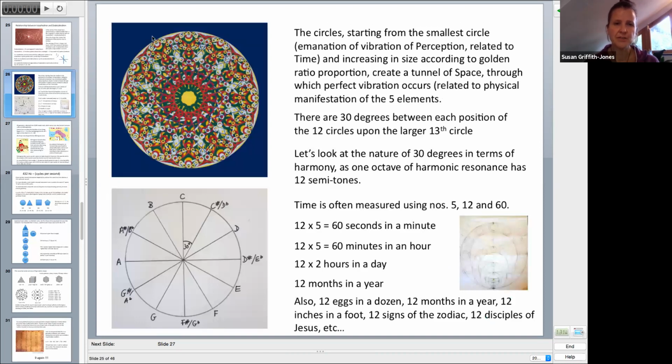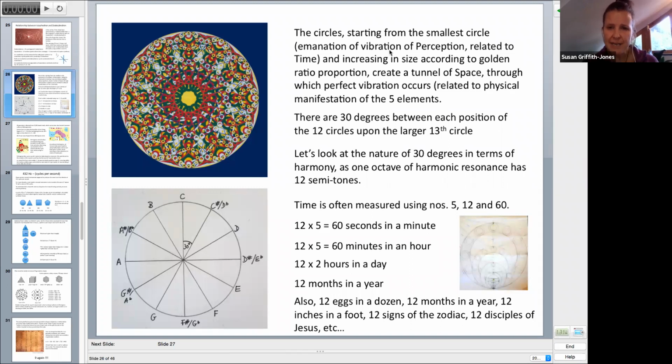So here we come back to the indestructible drop. The circle, starting from the smallest circle, emanation of vibration of perception related to time, and increasing in size according to golden ratio proportion, creates a tunnel of space. And you can see that better in this picture. From the smallest, it increases in size. So through this creation of vibration, space appears due to this outwardly emanating space of golden ratio emanation.